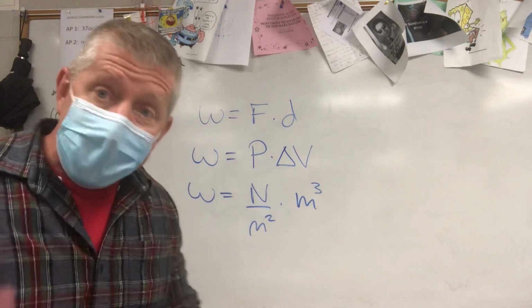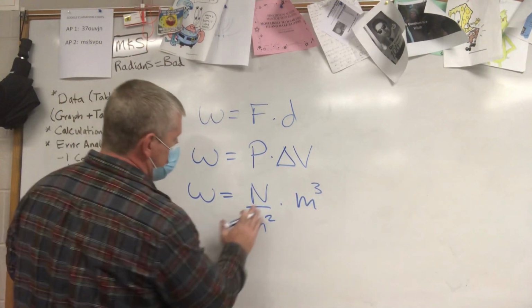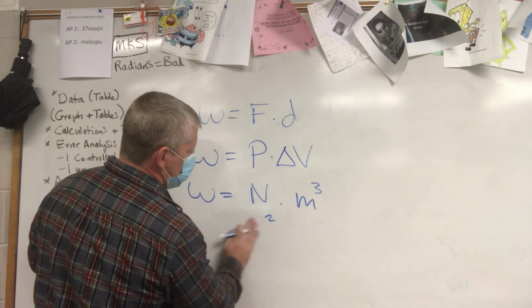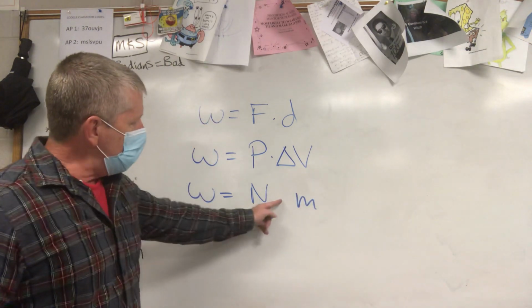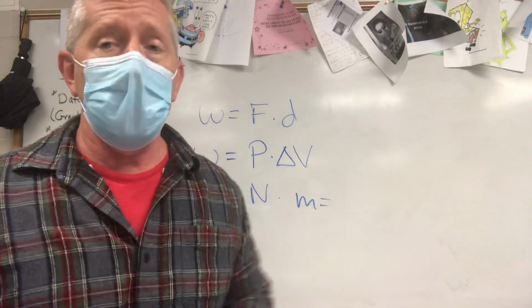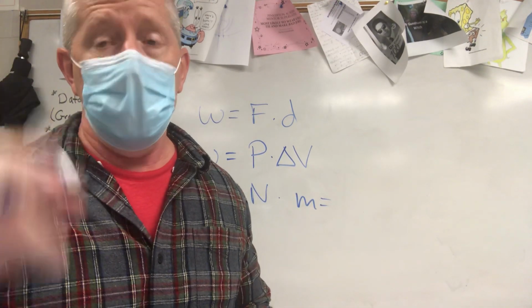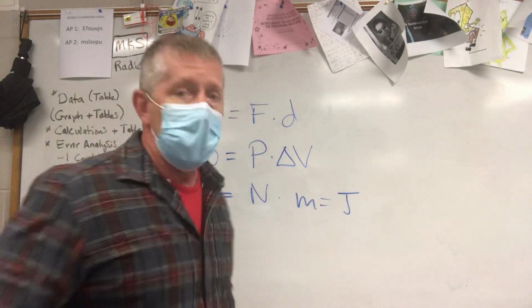And if we do a little analysis here on the units, we see that these meters cancel out with two of those, and you're left with a Newton meter. And a Newton meter, you know what it is, you just don't know you know, but you know, is a joule.